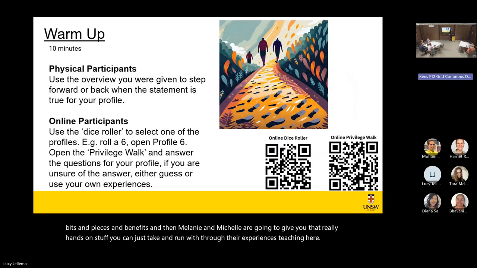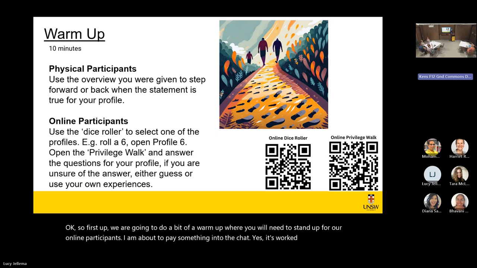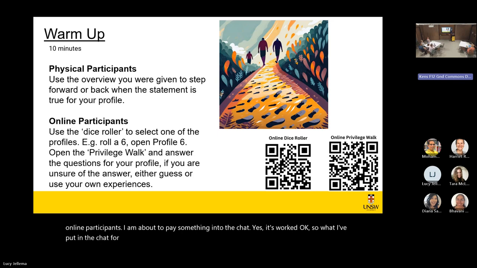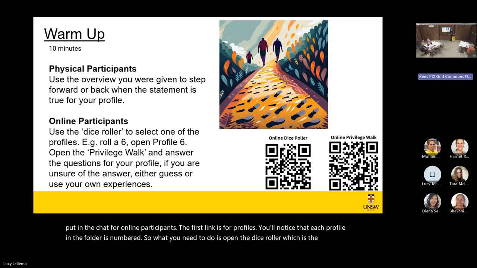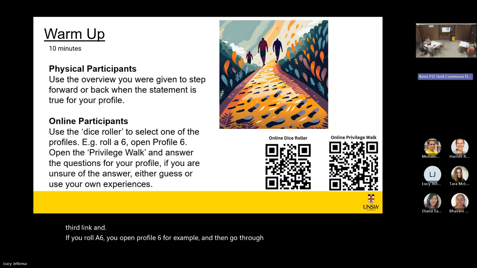Okay, so first up, we are going to do a bit of a warm-up where you will need to stand up. For our online participants, I am about to paste something into the chat. Yes, it's worked. So what I've put in the chat for our online participants, the first link is for profiles. You'll notice that each profile in the folder is numbered. So what you need to do is open the dice roller, which is the third link. And if you roll a six, you open profile six, for example, and then go through the privilege walk link.